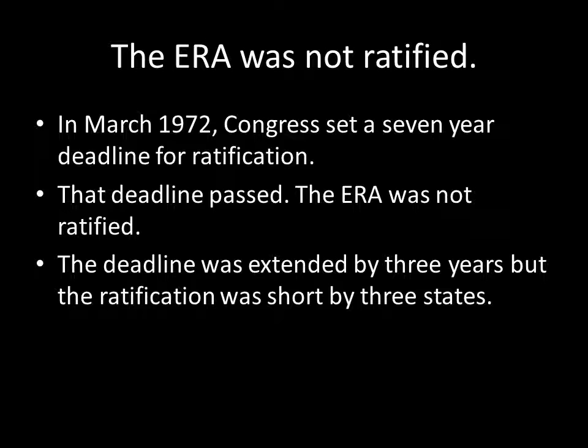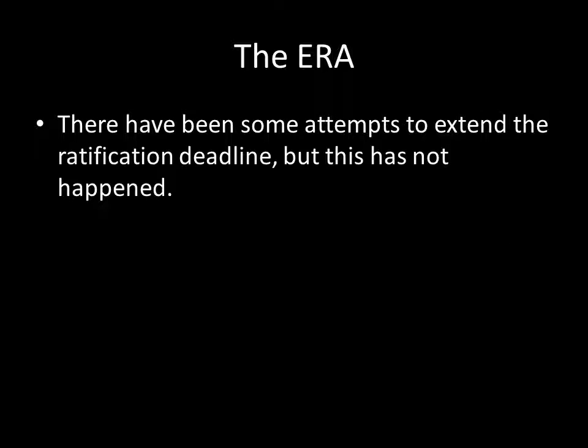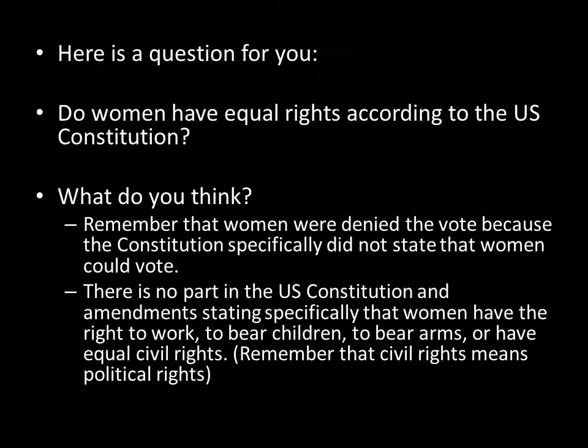In March 1972, Congress set a seven-year deadline for ratification. That deadline passed. The ERA, Equal Rights Amendment, was not ratified. The deadline was extended by three years, but the ratification was short by three states. There have been some attempts to extend the ratification deadline, but this has not happened.